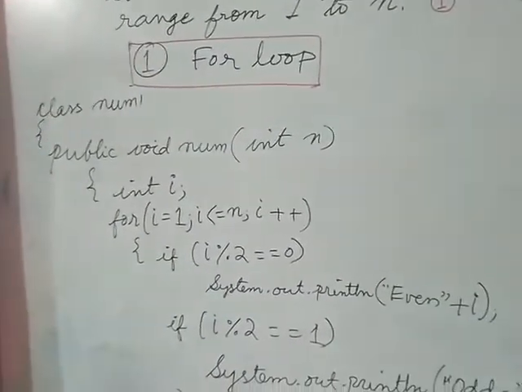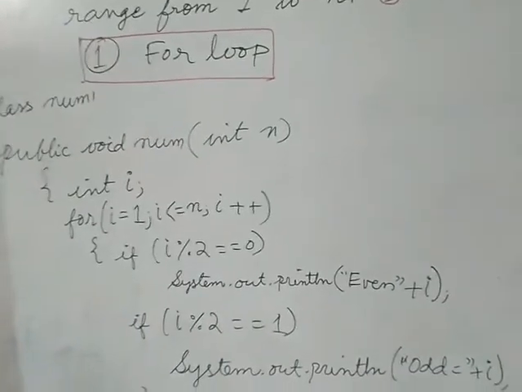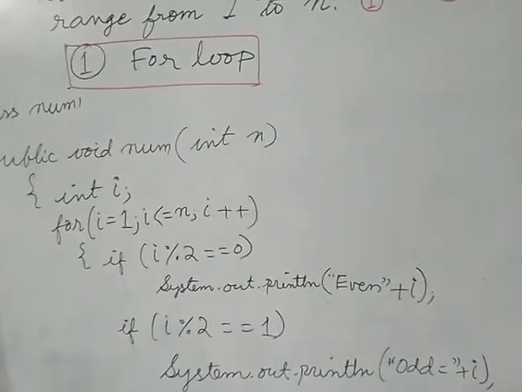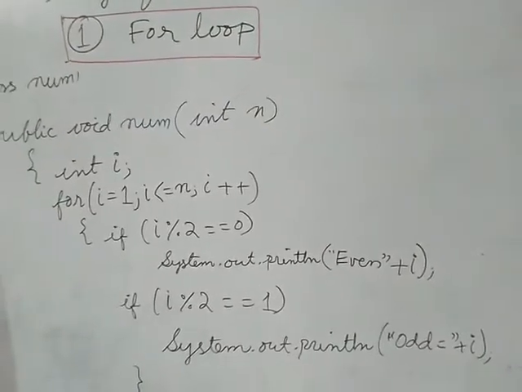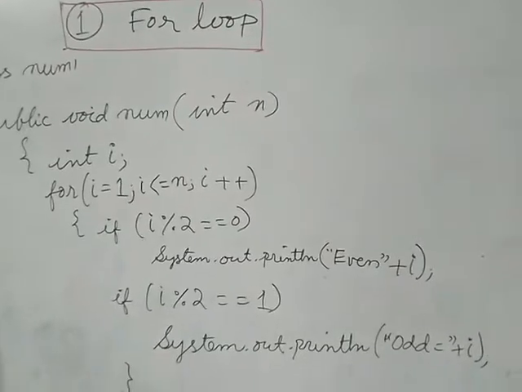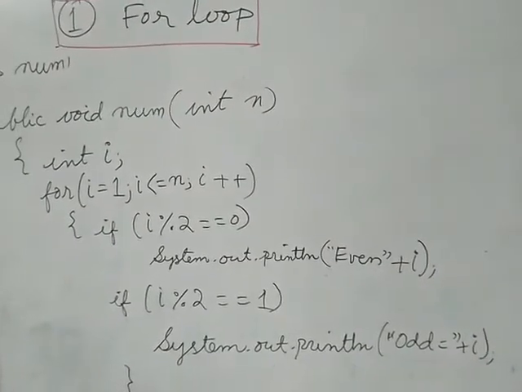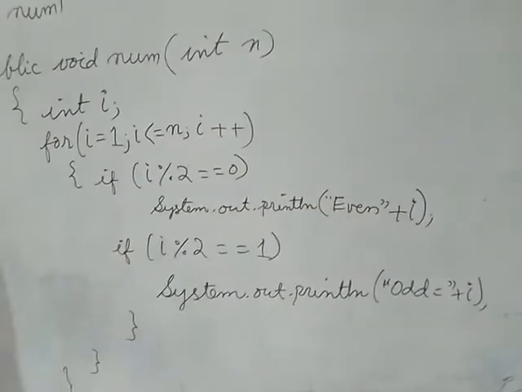Suppose a number is even, remainder will be 0. Condition is true, System.out.println even equal to plus I. Next, I mod 2 equal to 1. Suppose the number is odd, remainder will be coming as 1. Divisibility rule, we are applying it here and we are printing it.